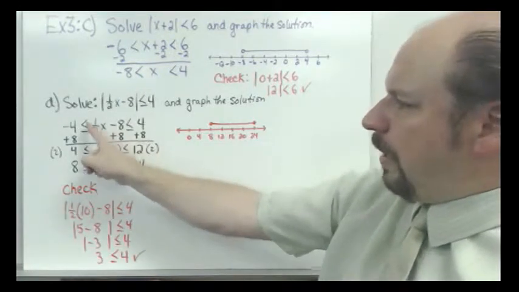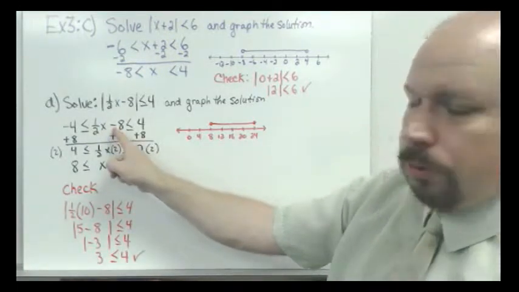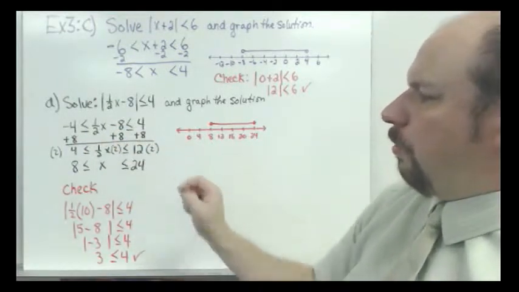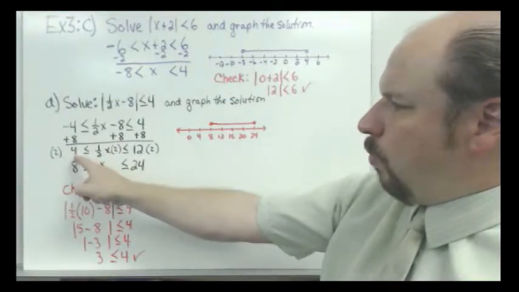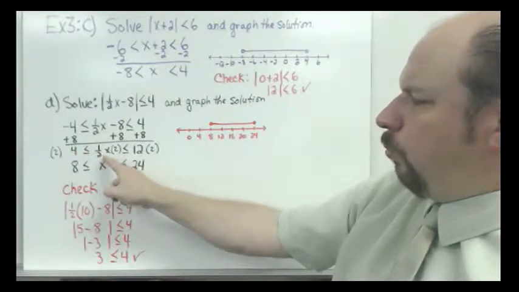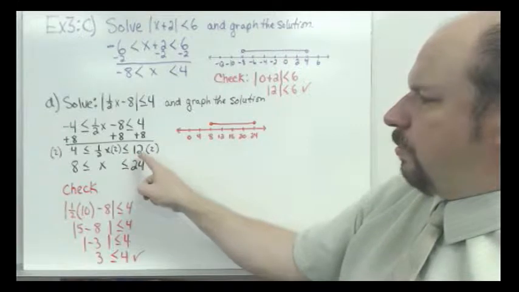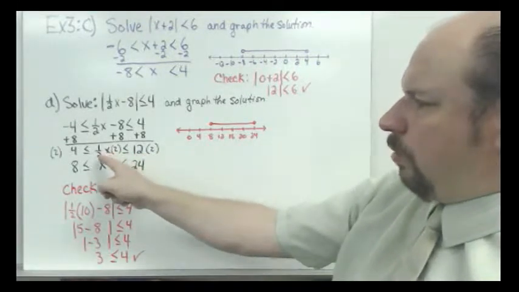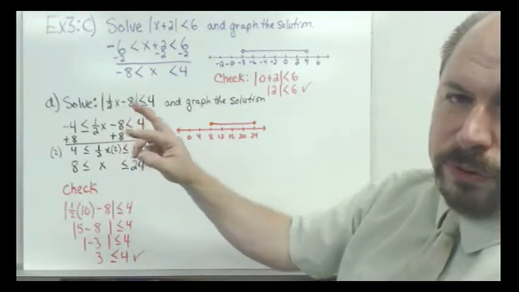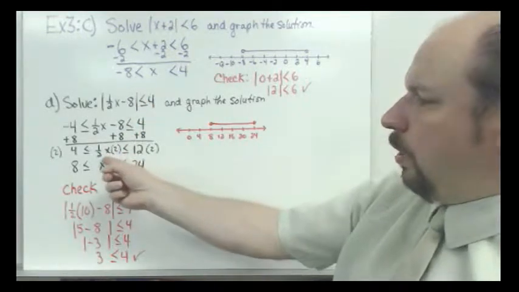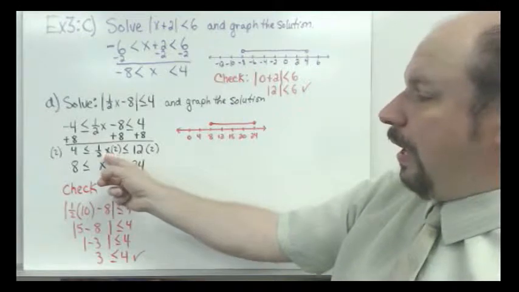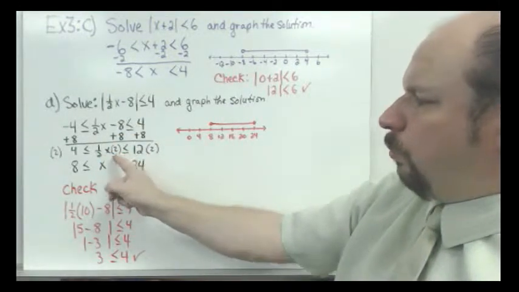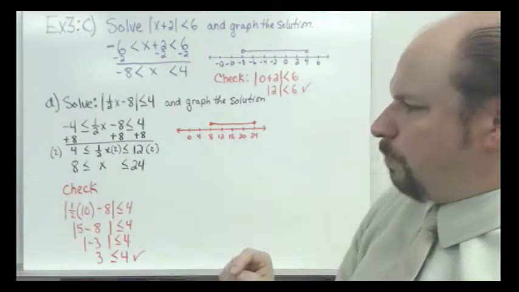So in order to get x by itself, we need to, of course, add 8 first. So add 8 to all three parts. We get 4 is less than or equal to 1/2 x, which is less than or equal to 12. And now, to get rid of the 1/2, think of multiplying by the reciprocal. The reciprocal of 1/2 is 2. So flip it over, we make it 2. So we're going to multiply all three parts by 2.